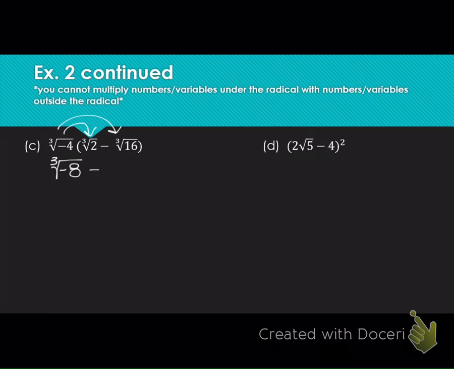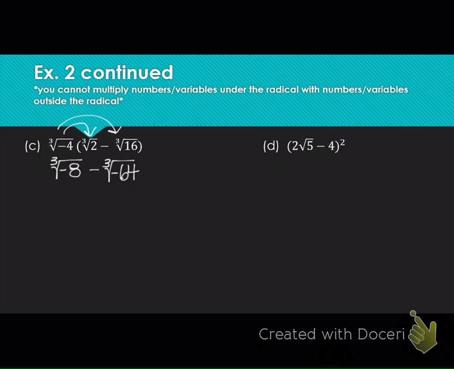What about the cubed root of -4 times the cubed root of 16? Am I allowed to multiply those together? Yes. So I get the cubed root of, what's -4 times 16? Careful. -64. A negative times a positive is a negative.